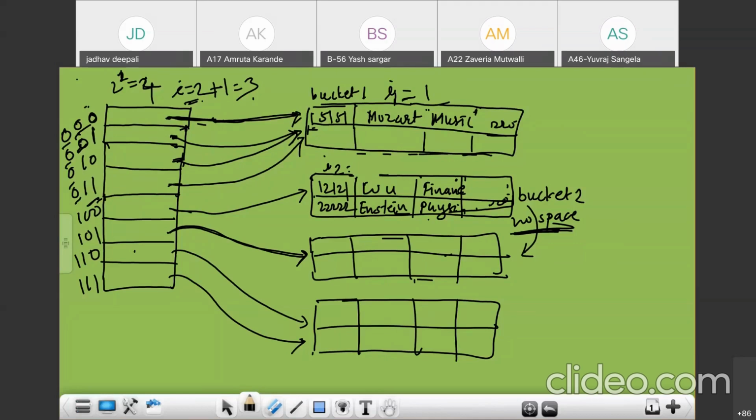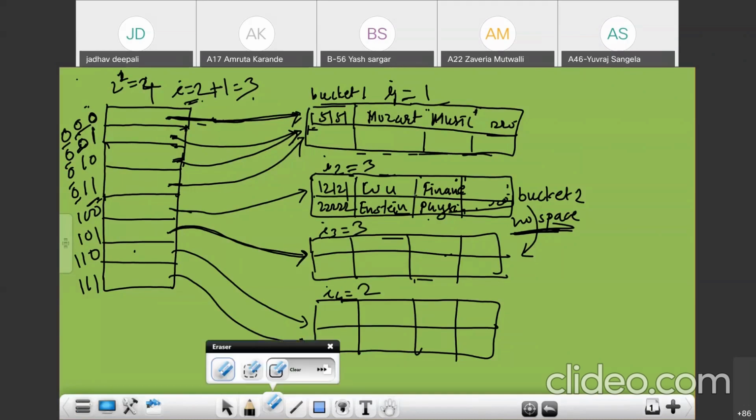Now, what is the value of I2? Anyone? 3, correct. What is the value of I3? 3. And what is the value of I4? 2 pointers point here, correct. It is 2, which is I minus 1. Is it clear? Now, accordingly, we need to reorganize the records.